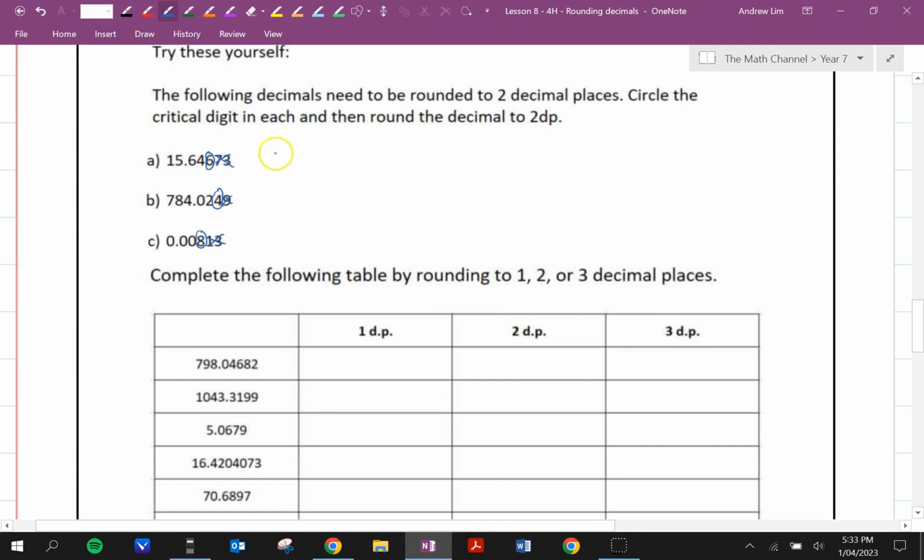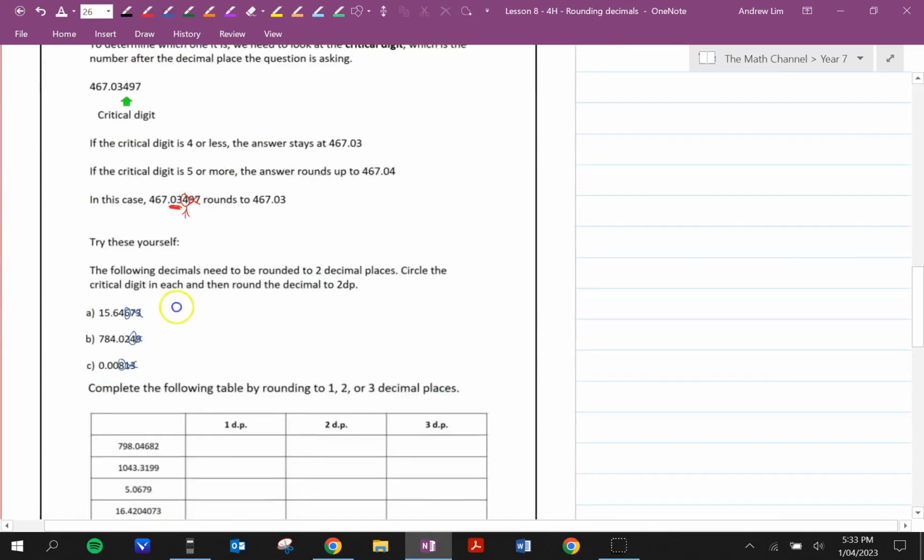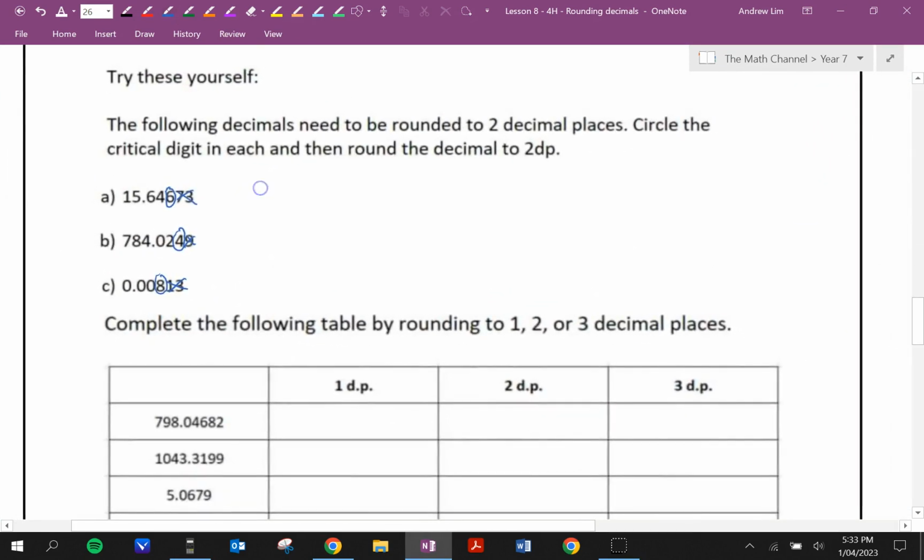Alright, so that means, if we have a look at question A, this will equal to 15.6, well, is it 64 or is it 65? That 6 is 5 or more, so it rounds up to 65.